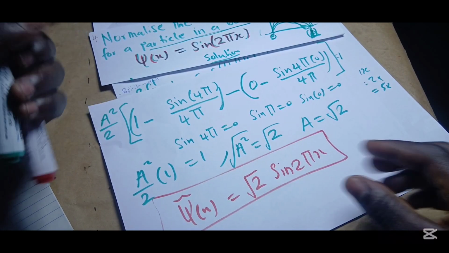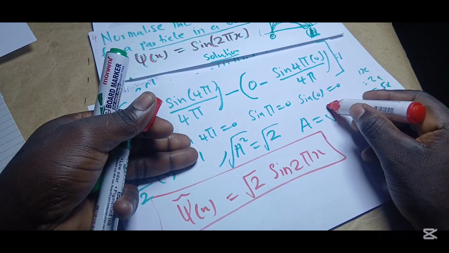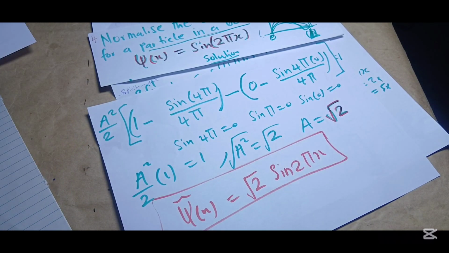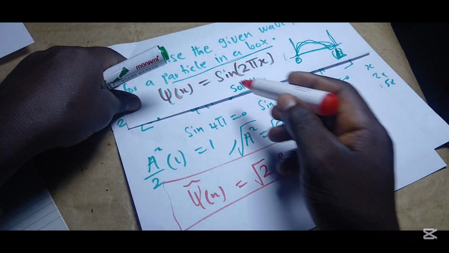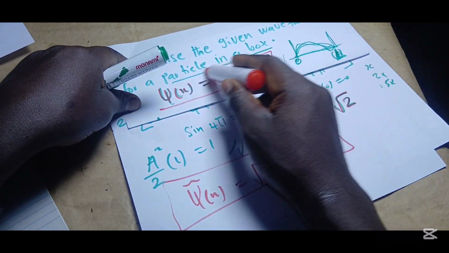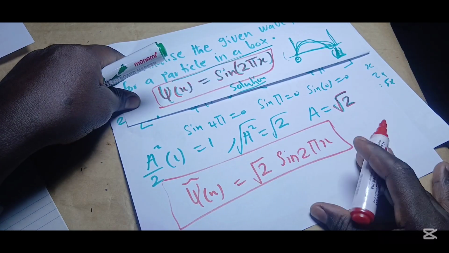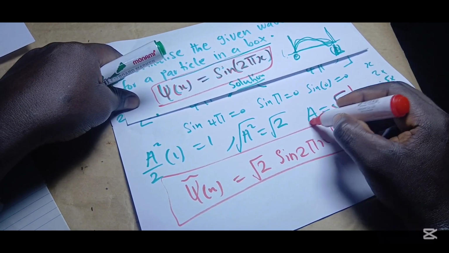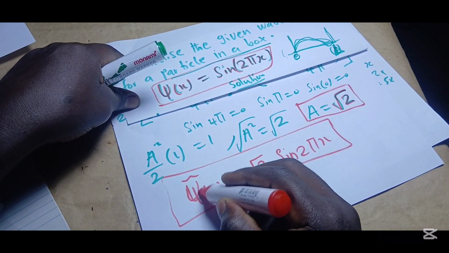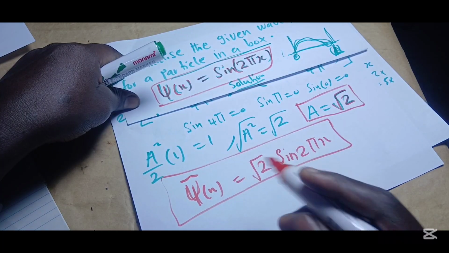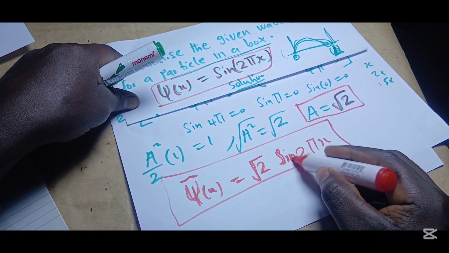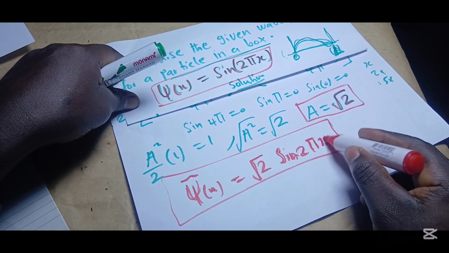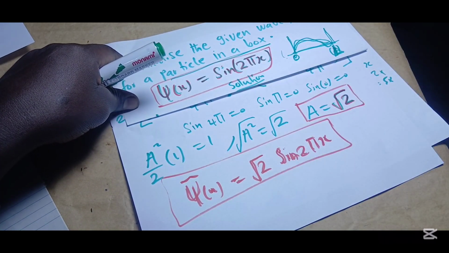So now we've solved our normalization constant to be root 2, and our normalized wave function. This was the wave function given to us, which we were supposed to normalize. After getting our normalization constant, the normalized wave function psi bar of x equals the normalization constant multiplied by the original wave function that was given to us to be normalized.